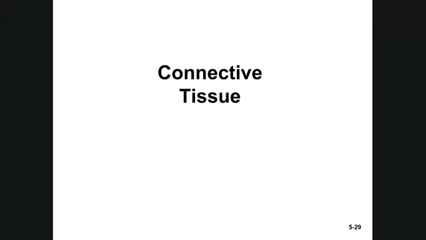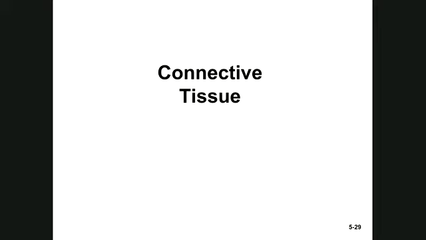In this part, I want to talk about the connective tissue. The connective tissue is the most diverse, abundant, and widely distributed tissue in our body. Connective tissue has different functions like support, protection, and binding the organs.